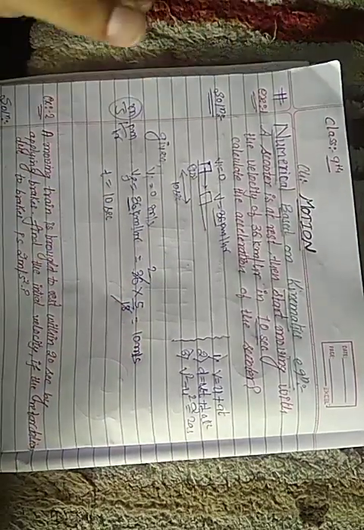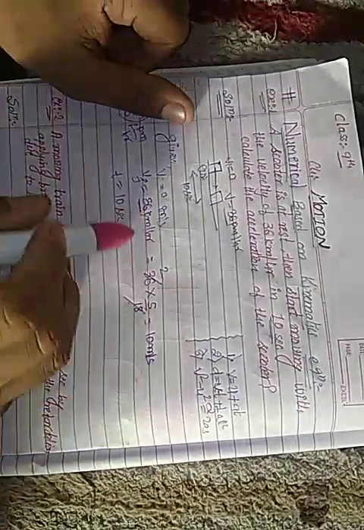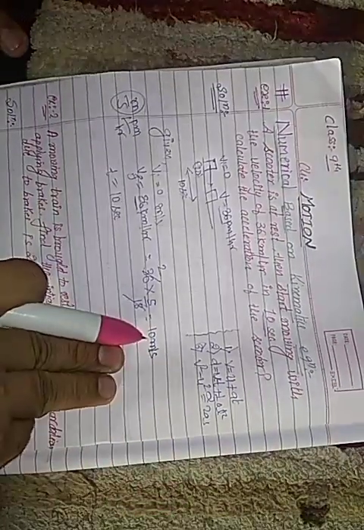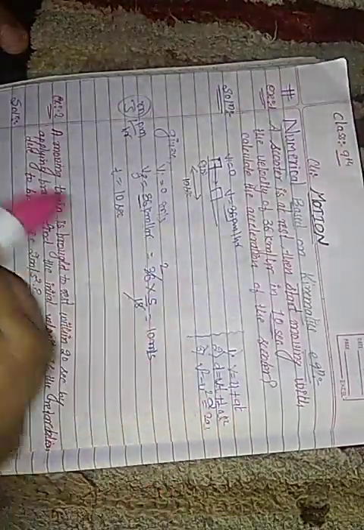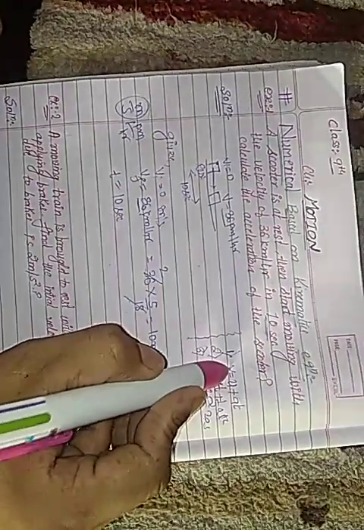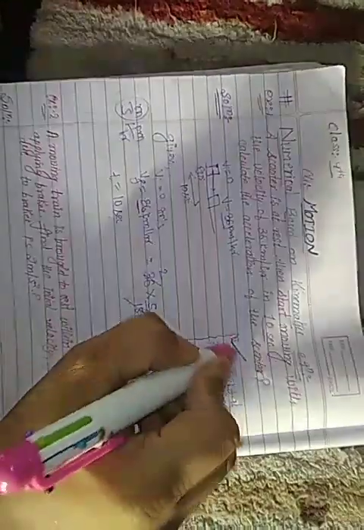Now time is given. So which formula is used? We have three equations, 1, 2, 3. See which one is useful. In all these equations, acceleration is there. So which condition is satisfied? Let's start with the very first one. Initial velocity is given, yes. Final velocity is given, yes. Time is given. And we have to calculate acceleration, so this formula is used.